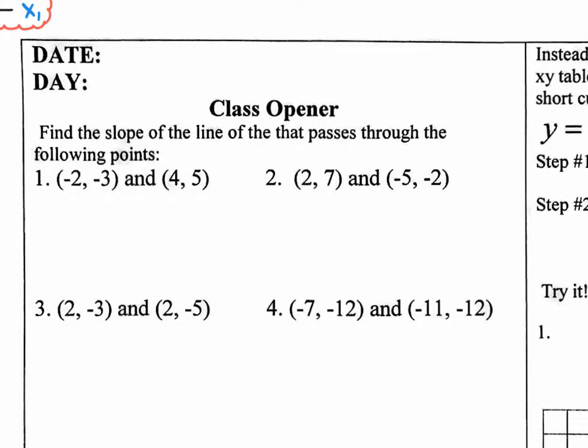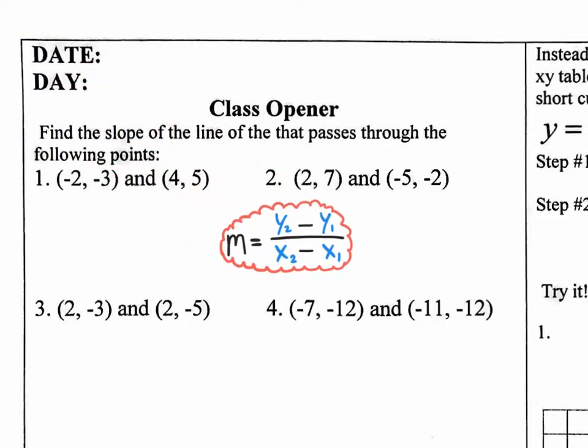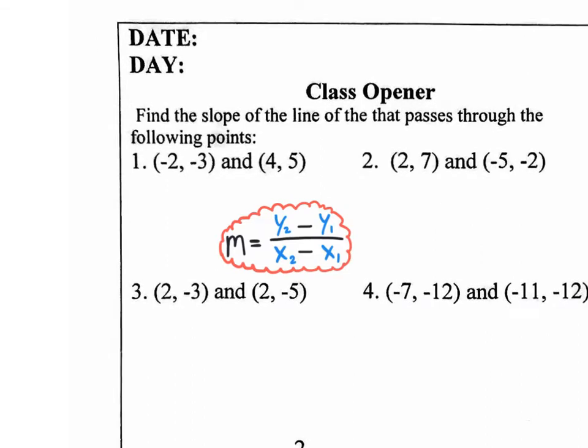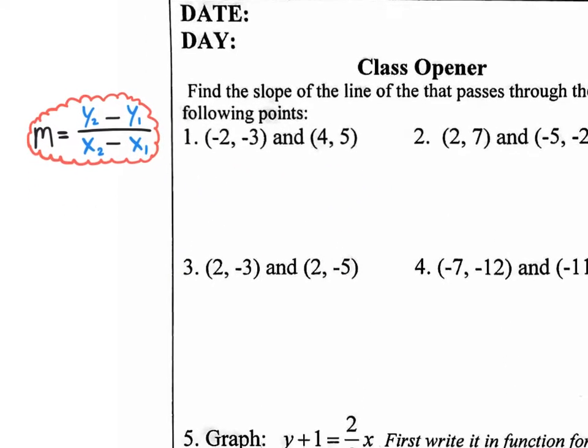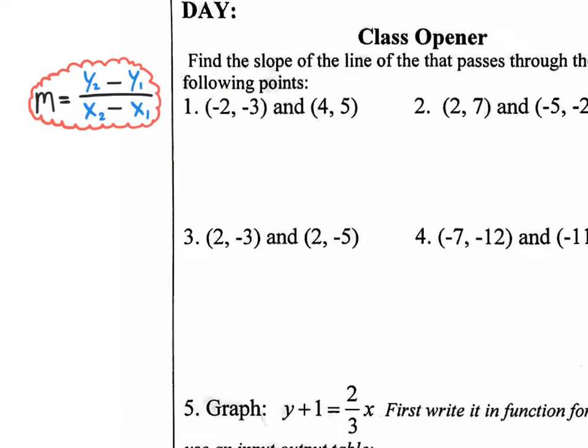So at the beginning of this class opener, you need to know the slope formula. If you don't know the slope formula, you're not going to be able to do this. So you have to have this memorized. You're going to have this memorized on the test this Friday. So the first thing to do is to know the formula and then label your coordinates.